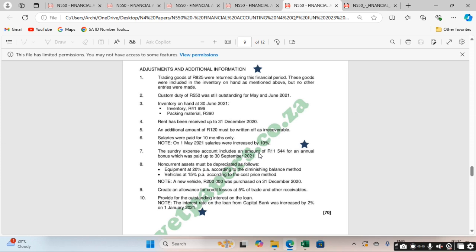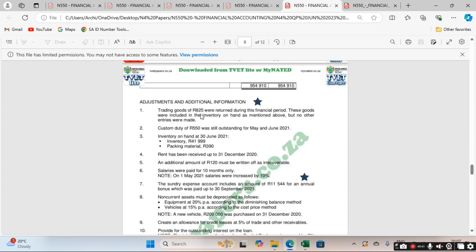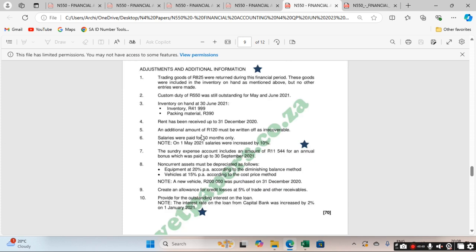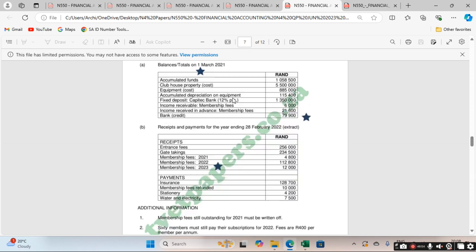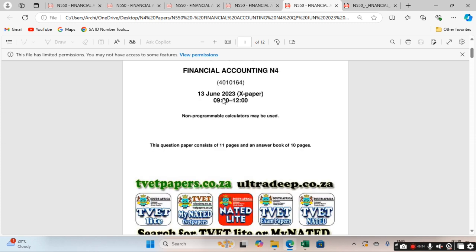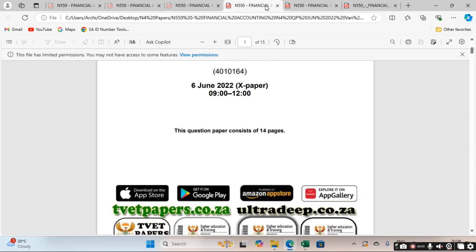If you master one question, because if you can see trading goods 825 were returned, same as the last question paper that we are doing. So expect something similar to this when you are doing your final exams, because as you can see, this was last year's question paper. So this is how they're setting all their question papers.